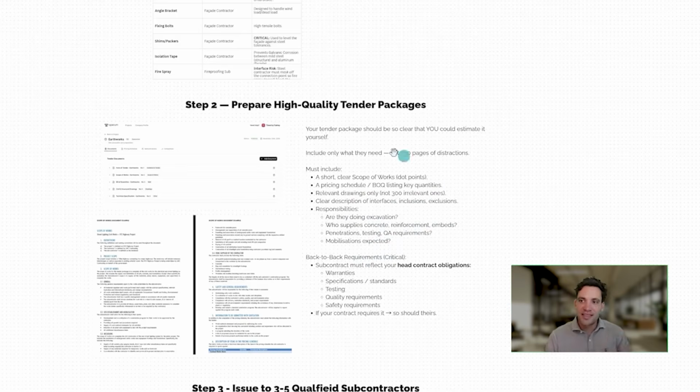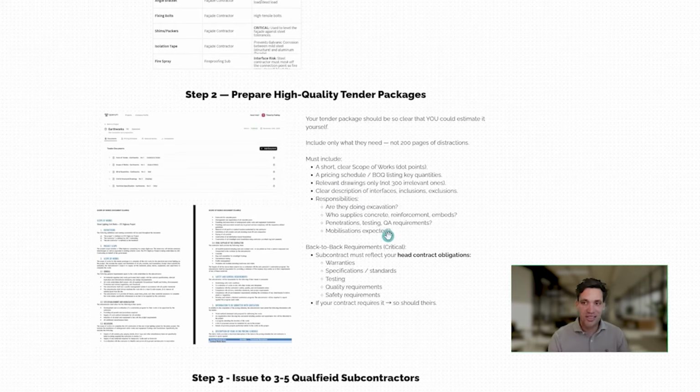The litmus test I like to use when I'm preparing a scope of works for someone to quote something is: does it have enough information in it that, if you were the estimator, you could price it? So you need to take the perspective of the estimator looking at the documentation. Every question they're going to have, is that spelled out in your scope of works? Who's doing the excavation? Who's supplying the concrete, reinforcement, embedment items? Who's doing the penetrations? Are we doing testing, QA requirements? How many mobilizations are we doing? What's the schedule? Every single thing should be in there.